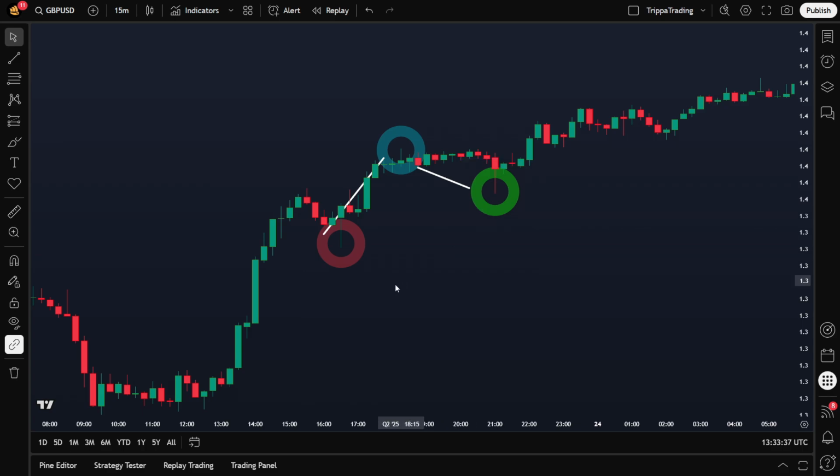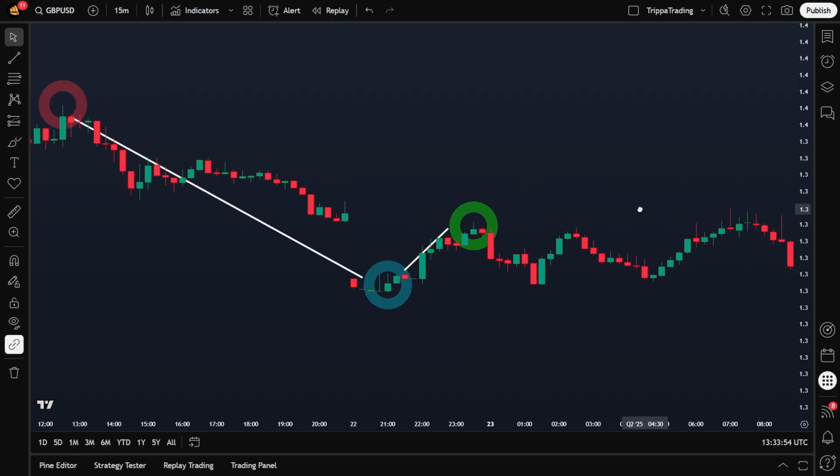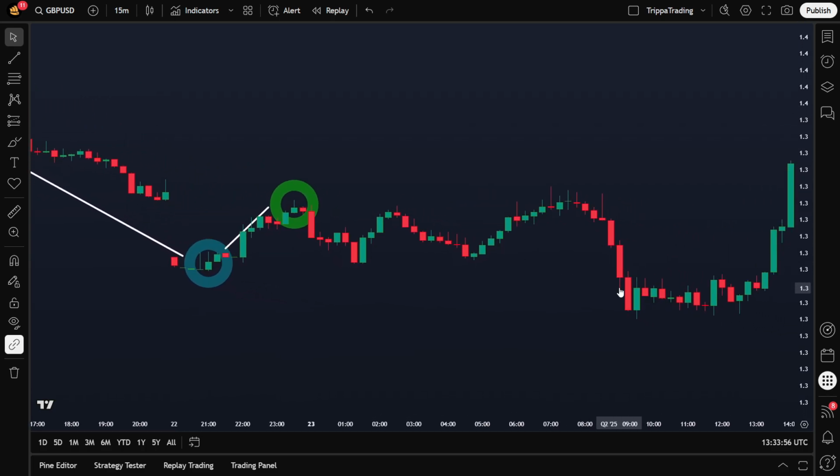The same concept flips in a downtrend. We start with a high of the market marked as A, followed by a downward move creating a low, that's B. Then price pulls back upwards but doesn't break above point A. The pullback stops at C, and from there we're watching for signs that price might resume dropping. If momentum shifts back to the downside from C, that's our opportunity for a sell trade.